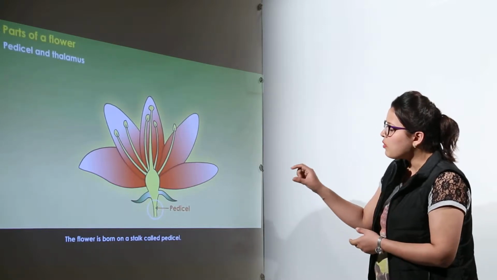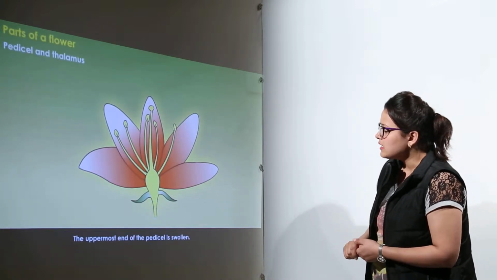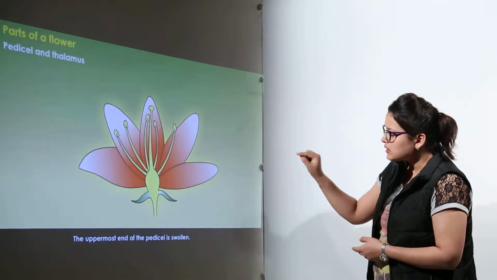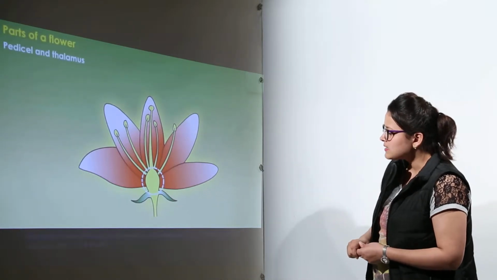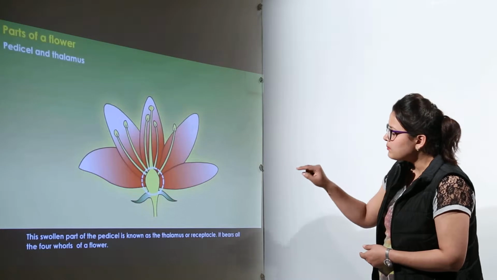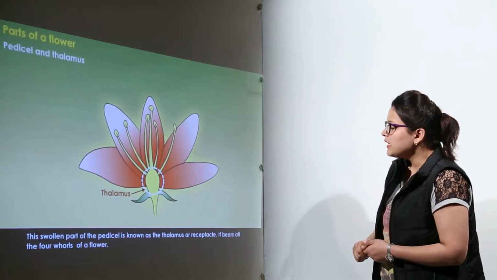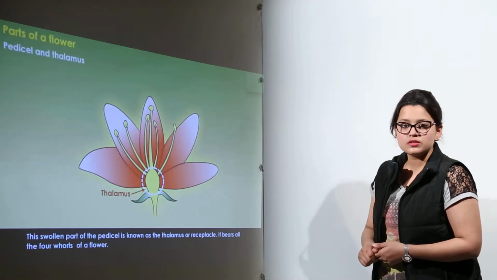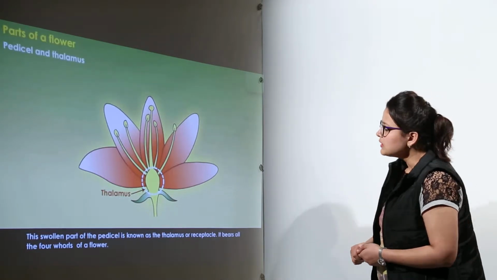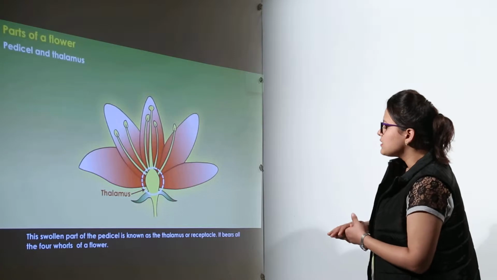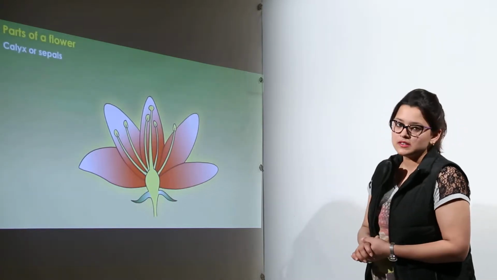The flower is borne on a stalk, as you can see. This stalk, the yellow portion that you can see, is the pedicel. The swollen part of the pedicel is known as the thalamus or receptacle. It bears all the four whorls of the flower. Here the swollen part, as you can see, has been termed as the thalamus.